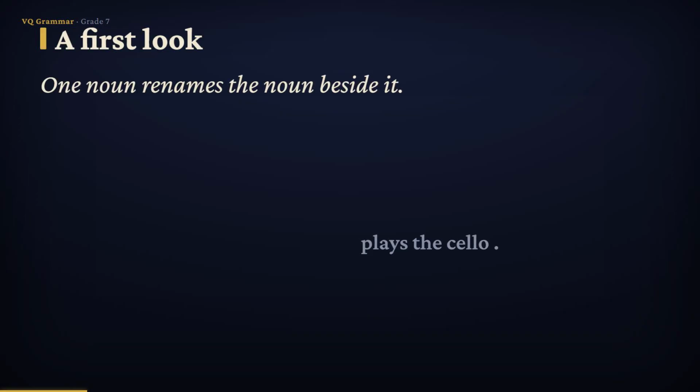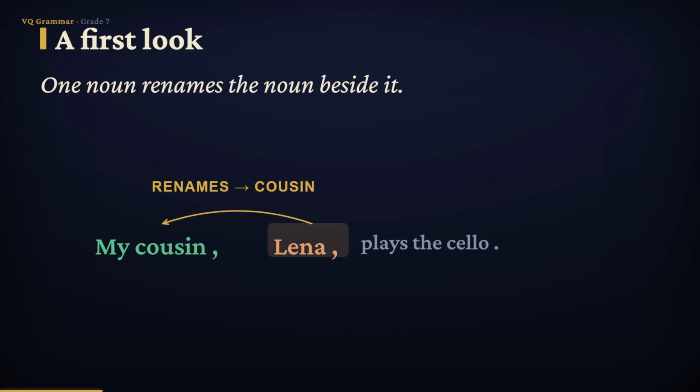Let's look at one. My cousin Lena plays the cello. See the word Lena sitting right after cousin? Lena is the appositive. It renames the noun cousin and tells us exactly which cousin we mean. The main sentence is still, my cousin plays the cello, but Lena slips in to make it clear and specific. One noun, cousin, and a second noun, Lena, that renames it.